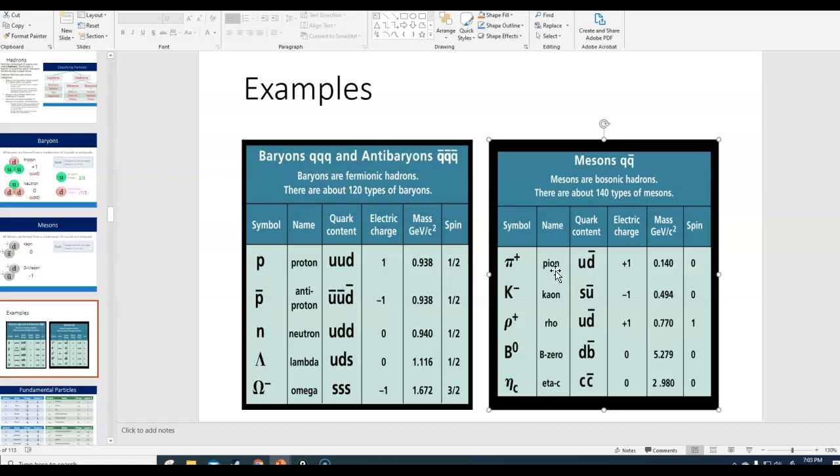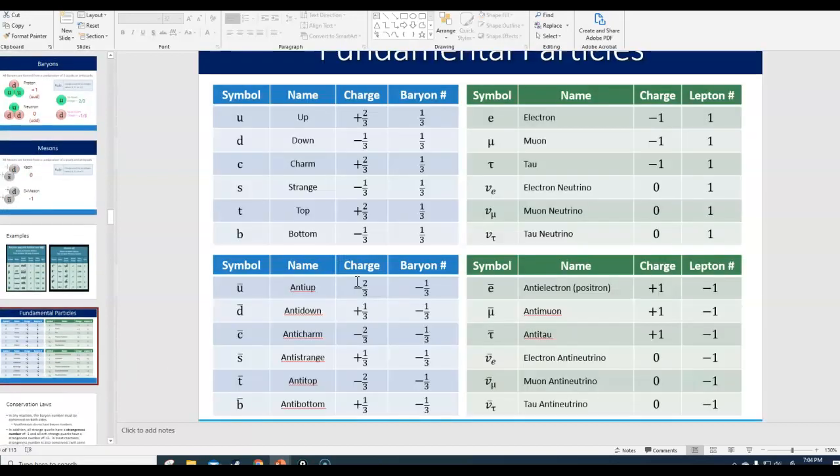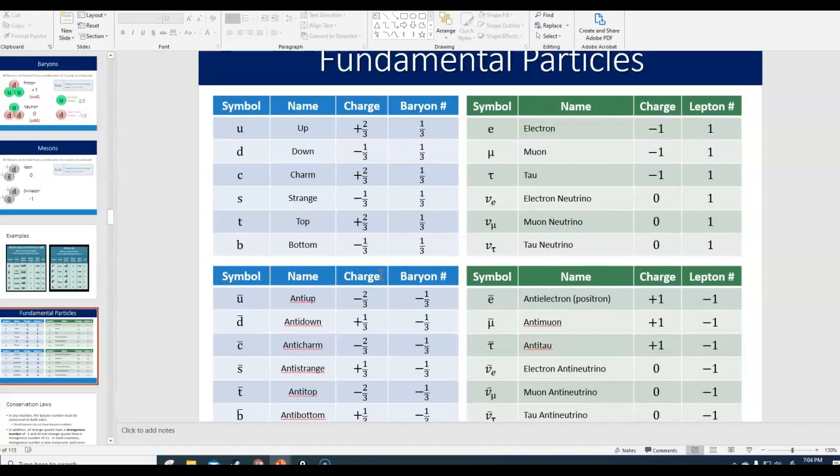The pion is a very commonly seen meson on the IB exam. So if you can recognize a pion as a meson, that would be helpful. Notice a pion is up and anti-down. This is a positive pion, and there's also a negative pion, which would be anti-up, down. So we have talked about lots of different fundamental particles so far, and this just summarizes the different particles we've seen so far, and their lepton numbers and their baryon numbers and all of that.